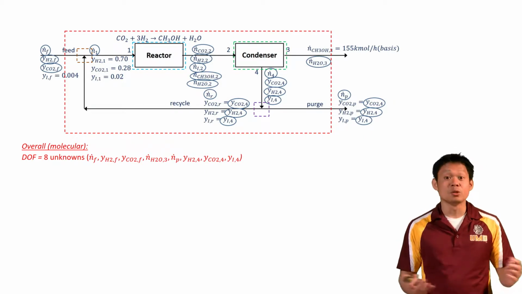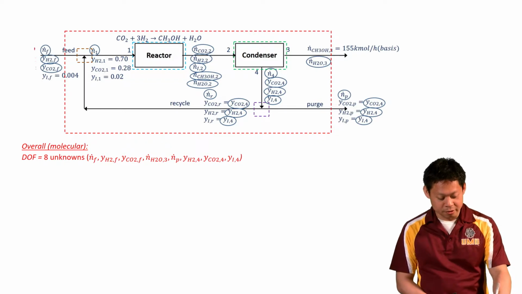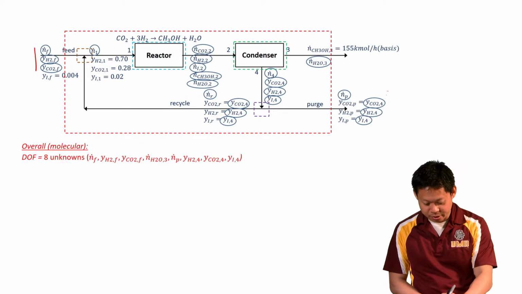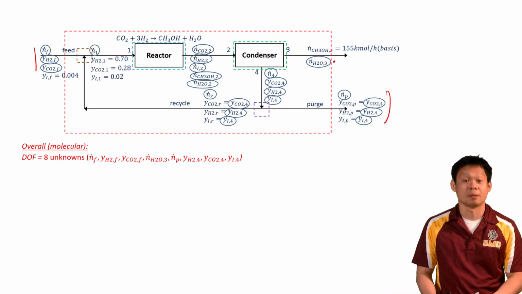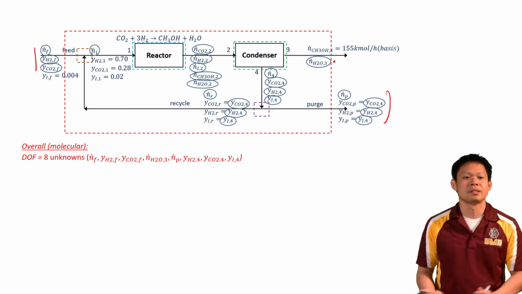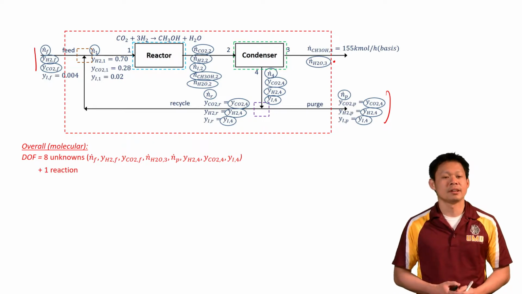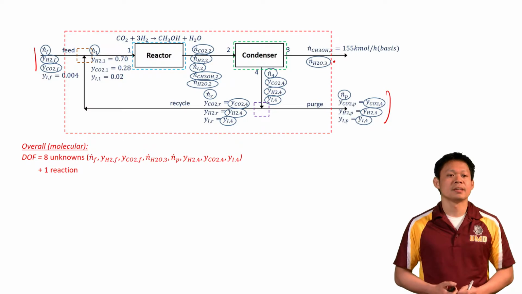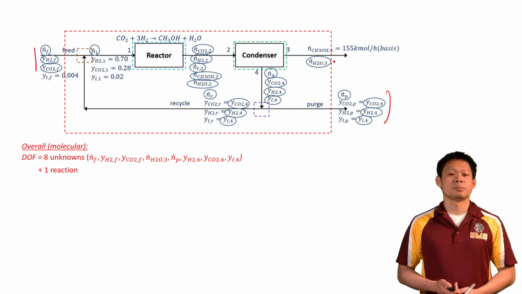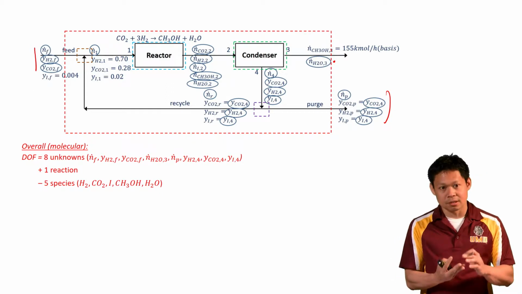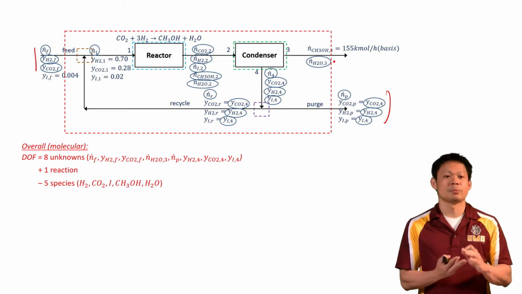In terms of the number of unknowns, we have 8 unknowns. Where our unknowns, we have 3 in the feed, we have 4 in the purge, and then we have 1 more in our product stream, which is the water. So we have these 8 different unknowns. The next thing we need to do is to add the number of reactions. So there is 1 reaction going on within there, so we have 1 reaction. The next thing we need to do is to subtract the number of molecular species. If you count all of them, you have 5. You have hydrogen, carbon dioxide, and inert, which are present in the feed.